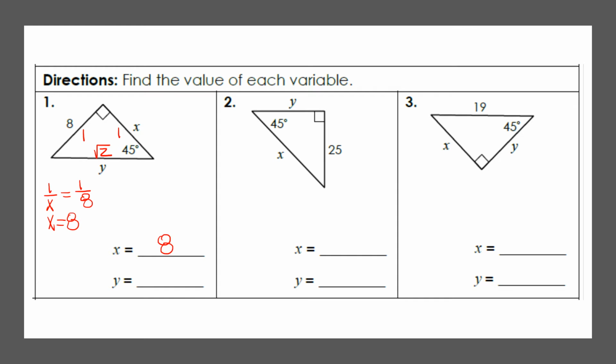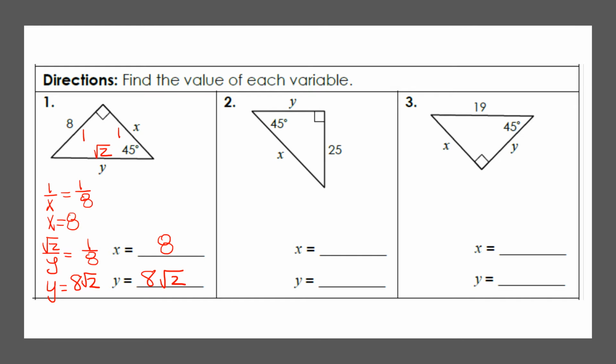So x is 8. To find y, set up the same thing. Inside over outside is square root of 2 over y equals inside over outside of the one that I know, 1 over 8. Cross multiply, I get that y equals 8 times the radical 2, or 8 square roots of 2. Okay, I'm going to work on the odds today. You will have the evens posted.